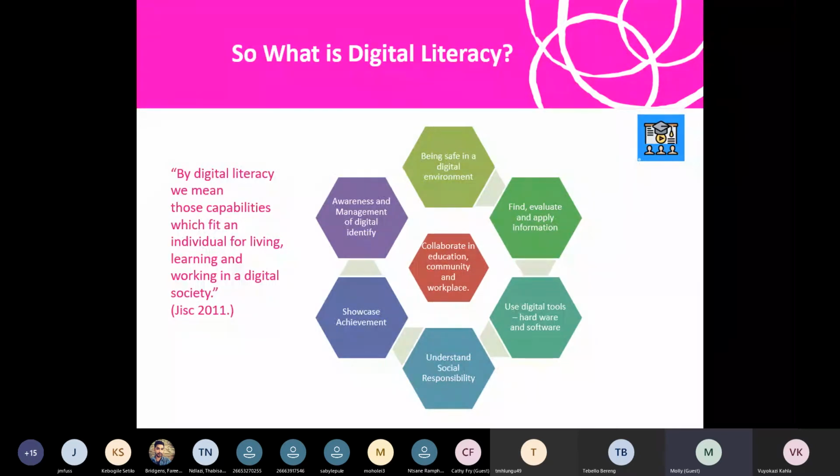And by digital literacy, we mean those capabilities which fit an individual for living, learning, and working in a digital society. So just a quick minute, look at these elements of digital literacy and ask yourself, which one do you think will be most important for your young people? I'll give you a minute for that as well.